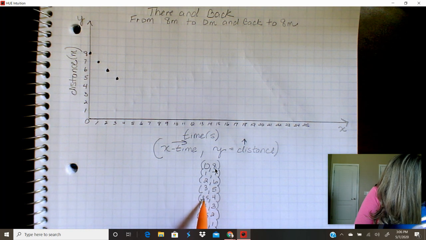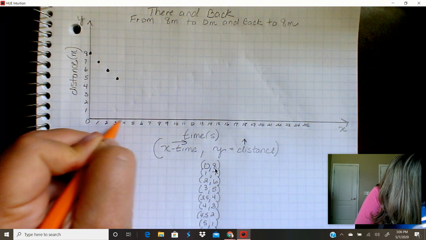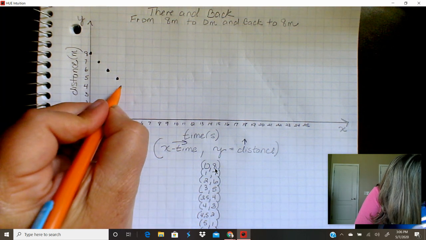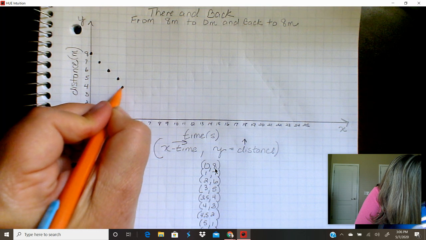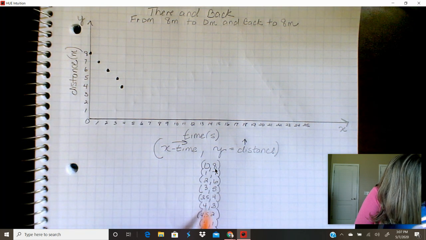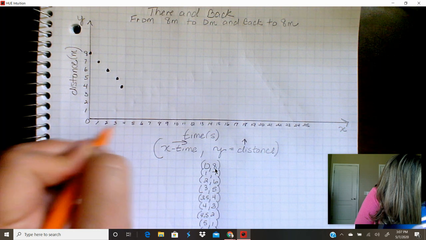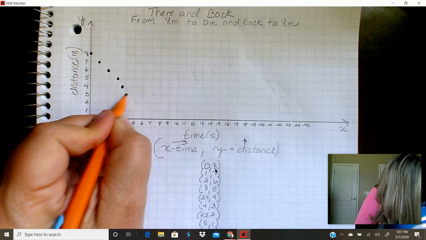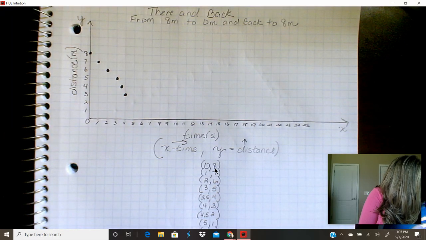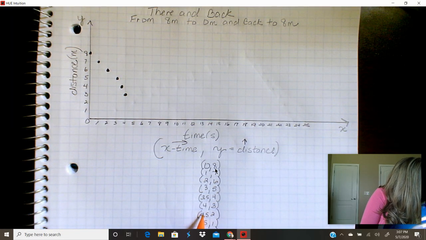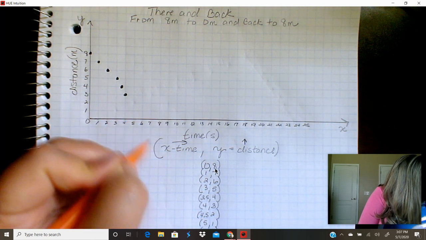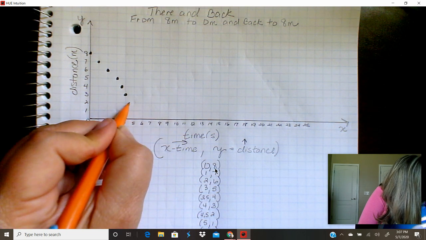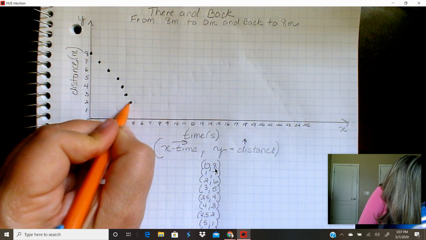All right, now 3.5 seconds. So I have to go in between the 3 and the 4. And at 3.5, he was at the 4 meter card. So he sped up just a little. All right, and then at 4 seconds, he was at the 3 meter card. So it gets a little steeper right here. All right, and then at 4.5 seconds, he was at the 2 meter card. So 4.5 and 2. He got a little faster there too.